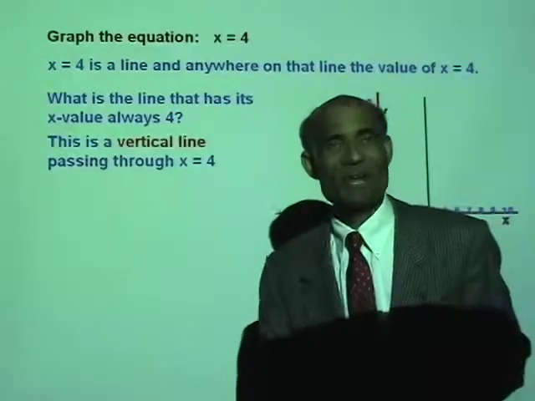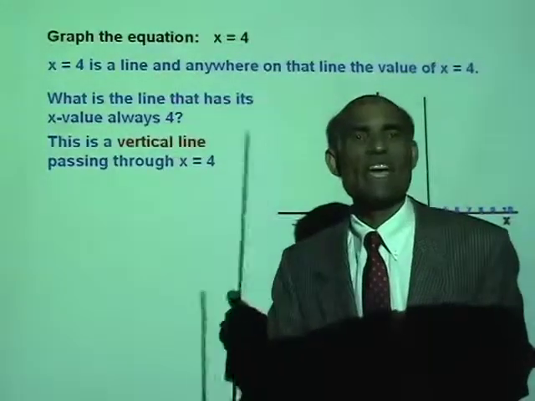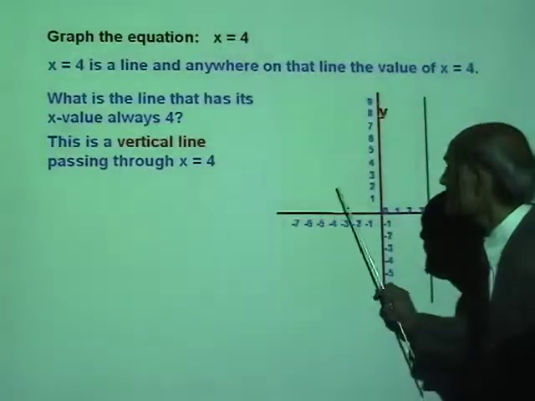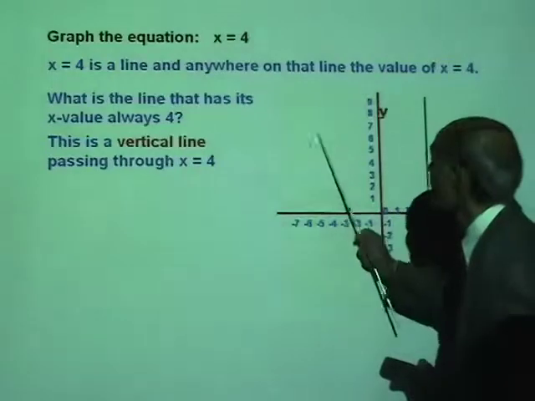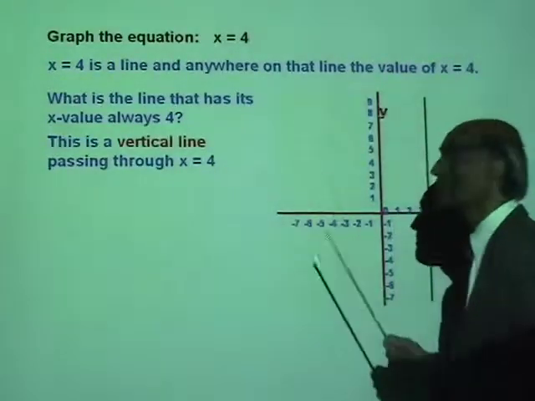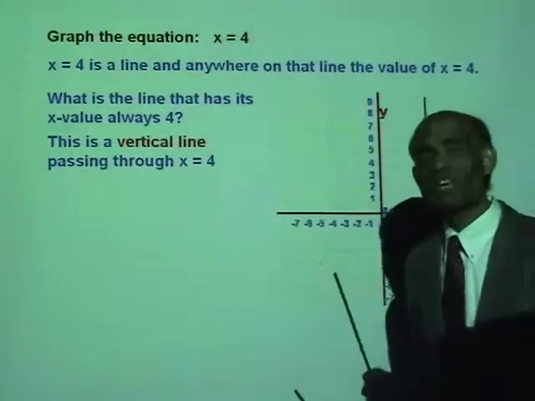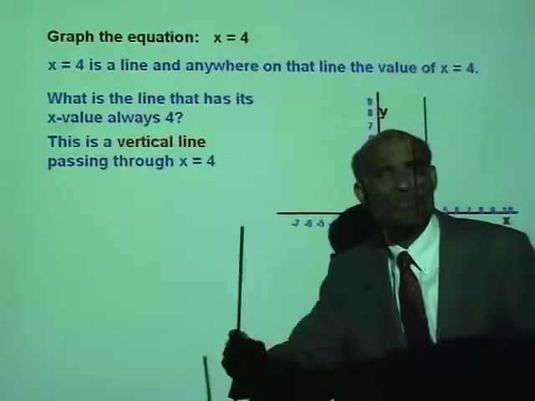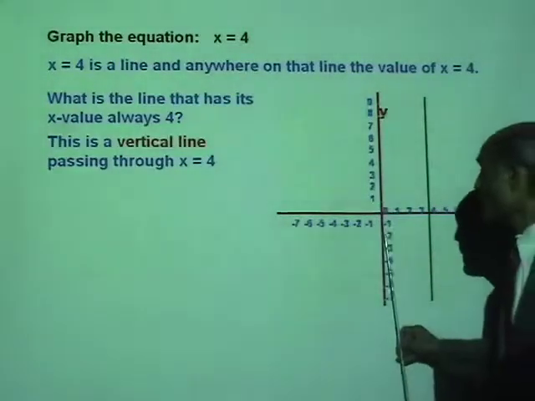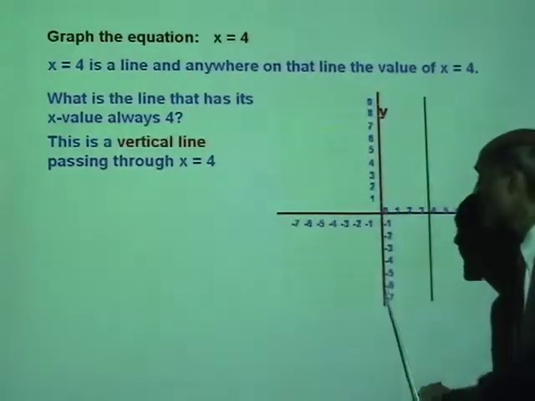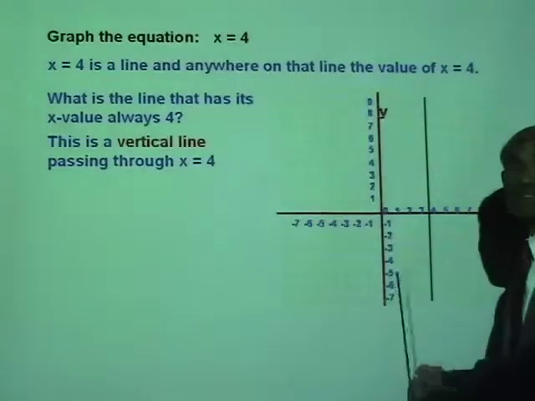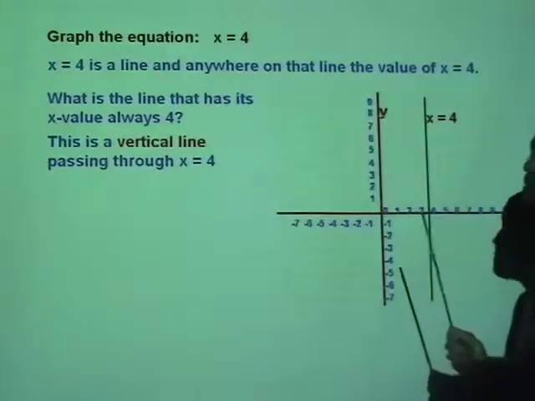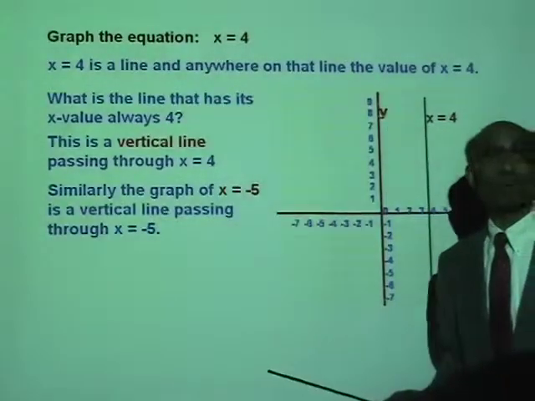Alright? So tell me, what is the graph of the equation x equal to negative 5? X equal to negative 5 will be a vertical line passing through x equal to negative 5. What is the graph of the equation x equal to 0? Look at this. X equal to 0 is the y-axis. Didn't we already talk about it? Yes. Alright. So this is the vertical line x equal to 4.